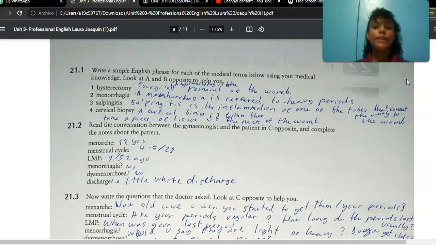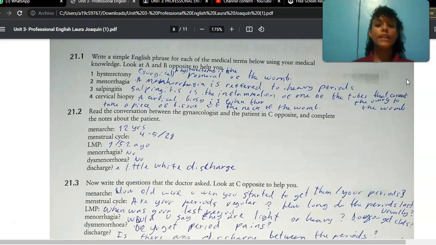Menorrhagia. Menorrhagia refers to heavy periods. Salpingitis. Salpingitis is the inflammation of one of the tubes that connect the ovary to the womb. Cervical biopsy. Cervical biopsy is when they take a piece of tissue from the neck of the womb.